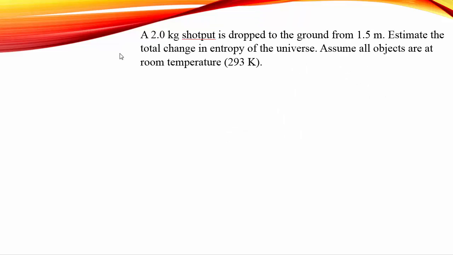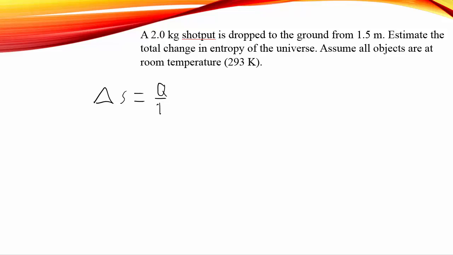Alright, next, if we have a shot put 2 kilograms and we're dropping it to the ground from 1.5 meters, what is the change in entropy, assuming that the ball is at 293 kelvins? Well, you might say, well, I don't know anything about Q in this case. We've got some height here, so we've probably got some potential energy. Well, since Q is just the heat that flows, all of the energy that you start with becomes heat, so that's the amount of heat that flows.